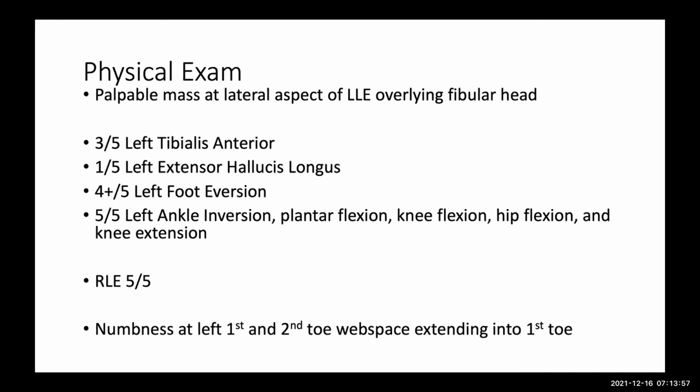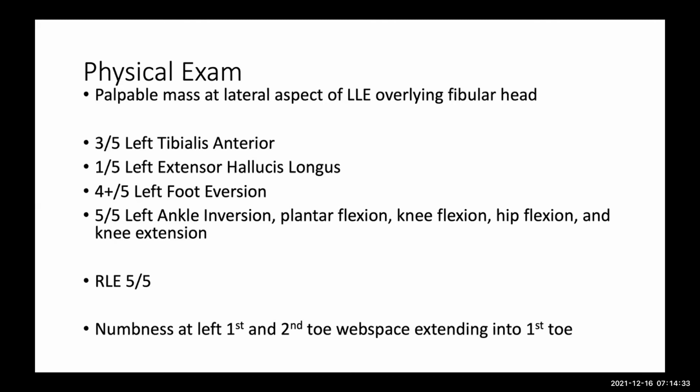He actually has a palpable mass overlying the lateral aspect of the left lower extremity, right at the fibular head below the knee. On his examination, he's got 3 out of 5 for the tibialis anterior, so for dorsiflexion. He's got 1 out of 5 for the extensor hallucis longus, 4+ for foot eversion, 5 out of 5 ankle inversion or foot inversion, plantar flexion, knee flexion, hip flexion. The extension are all normal. And the right lower extremity, of course, is normal.